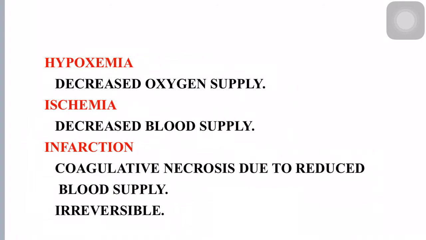Now, this slide will show you the exact difference between hypoxemia, ischemia, and infarction. First, hypoxemia. What is this? This is nothing but reduction or decreased oxygen supply to the target tissue, whereas ischemia means reduction or decreased blood supply to the target tissue. And what is infarction? Infarction is a type of irreversible cell injury which results in coagulative necrosis due to reduced blood supply to the tissue.